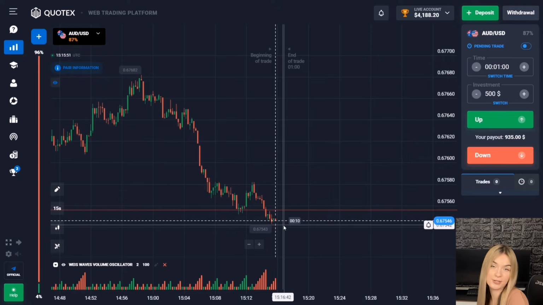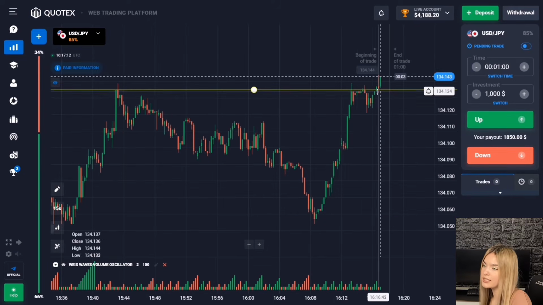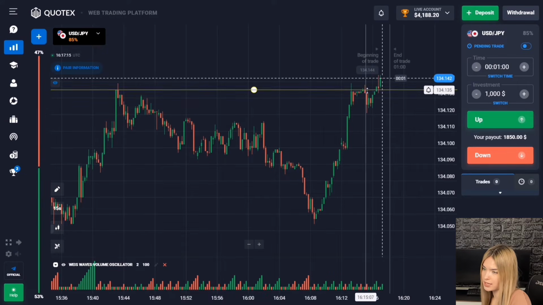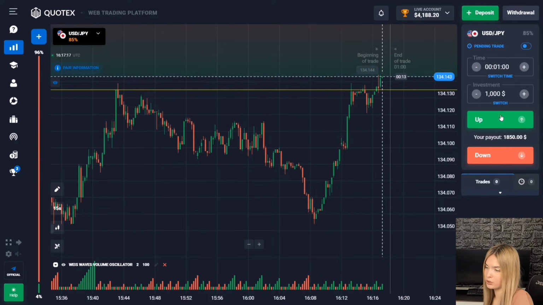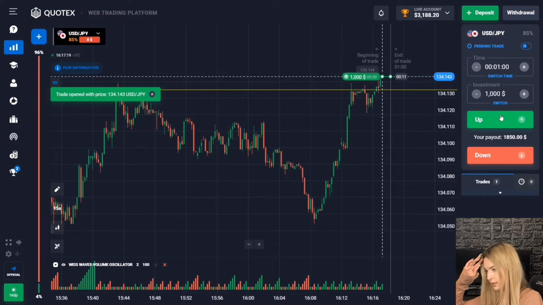I'll search for some interesting situation. We'll continue. Here we see the resistance level. We also see that the price has reached our level and is already starting to break through it. Let's open the deal for 1 minute to go up.